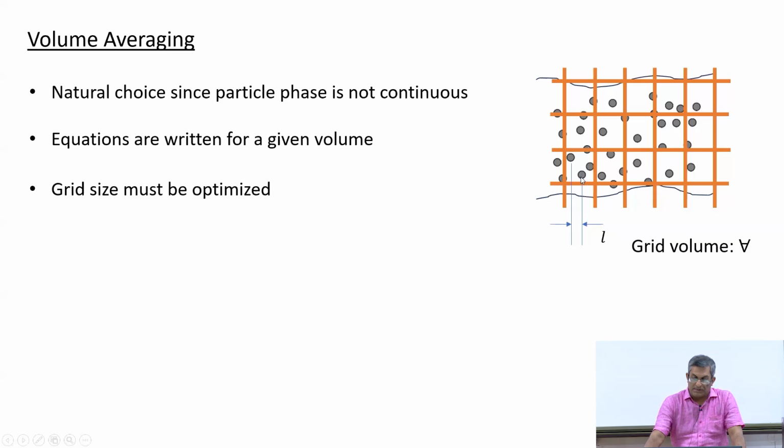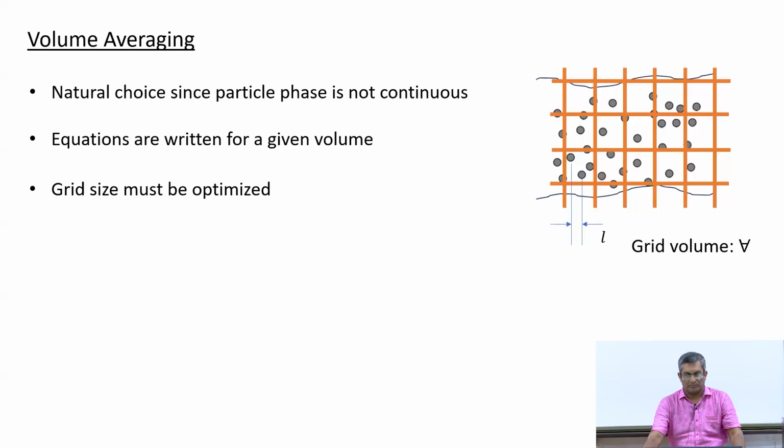Because if it is too small, we have issues. Consider the case where the grid size is too small and smaller than the particle itself, then it tends to be the fully resolved approach. So we again have the same problem. If it is too large, then we miss out the information because the information is averaged out within a grid.